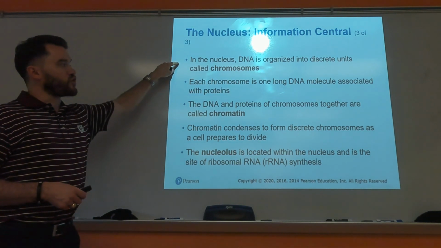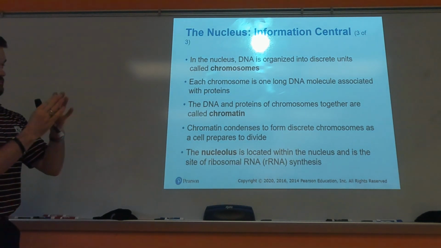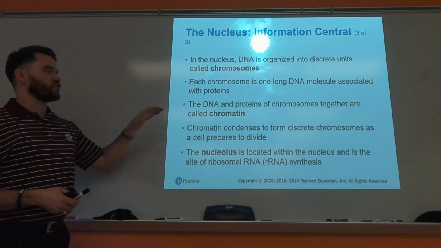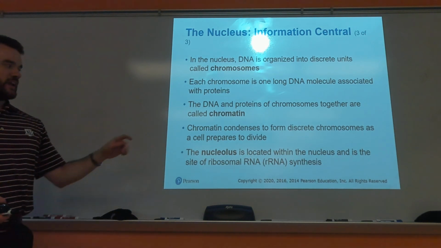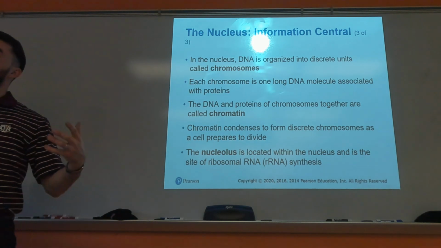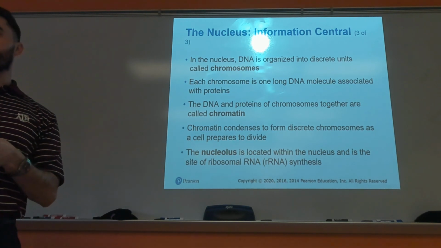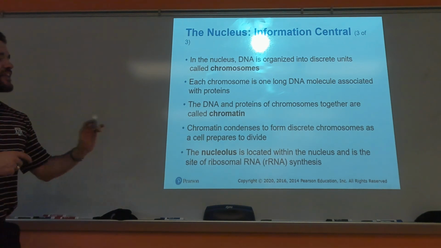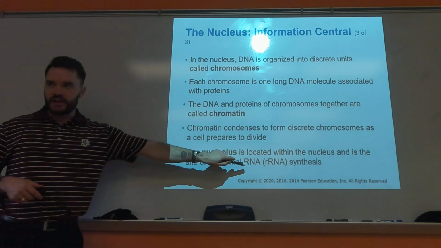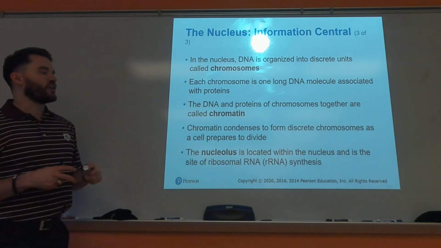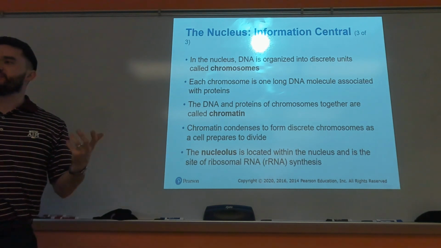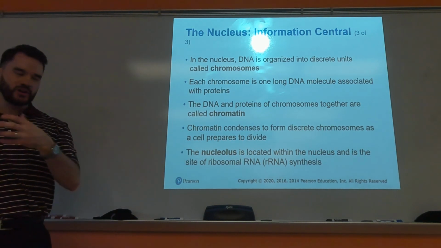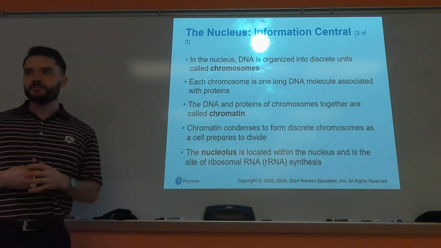DNA is organized into those chromosomes. Chromosomes are the X shapes. But if they're not quite as condensed, that's when you get to the chromatin. And then again, when the cell wants to prepare to divide, chromatin condenses into those nice formal chromosomes. Nucleolus, that's where you make what they call ribosomal RNA. Ribosomal RNA is the ribosome, essentially. The ribosomal RNA will do some more folding and some more processing happens to it, but it ultimately becomes the ribosome.